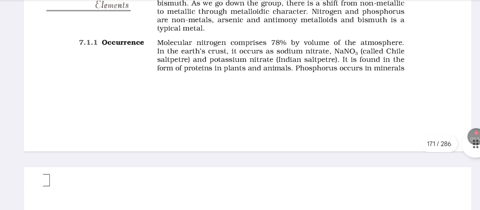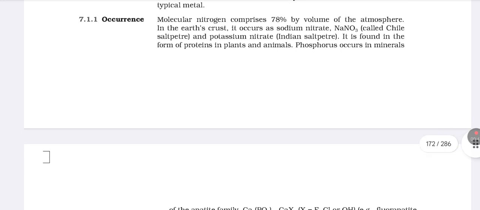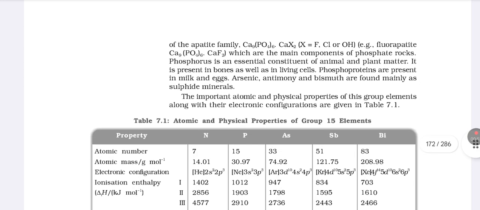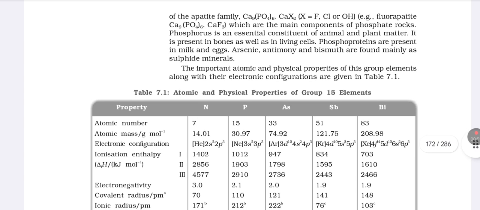Occurrence. Molecular nitrogen comprises 78% by volume of the atmosphere. In the Earth's crust, it occurs as sodium nitrate and potassium nitrate. It is found in the form of protein in plants and animals. Phosphorus occurs in minerals of the apatite family, which are the main component of phosphate rocks.